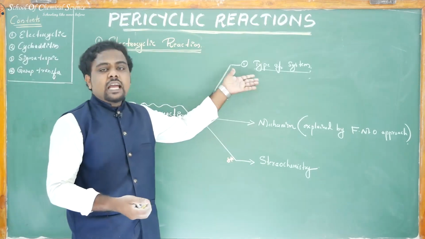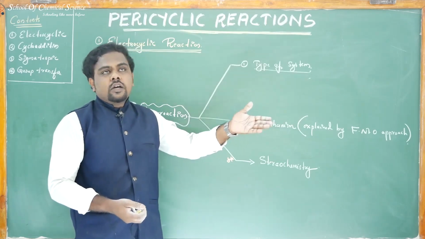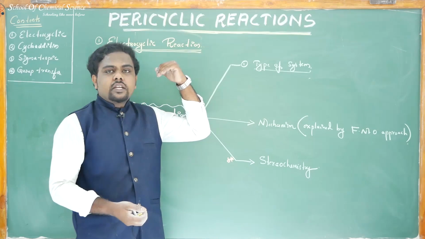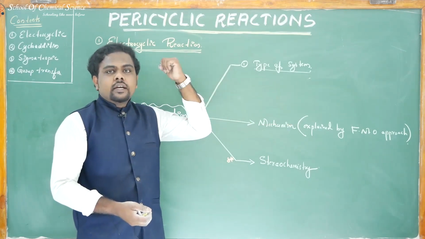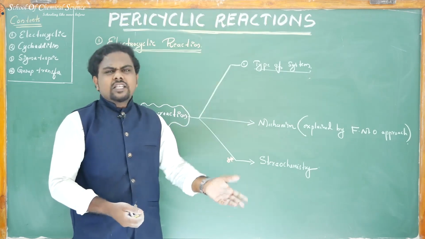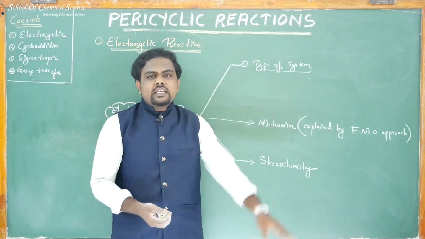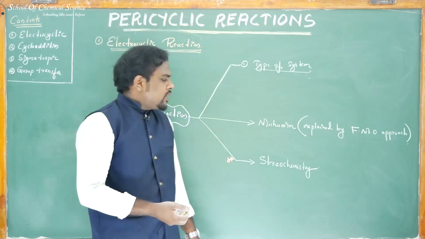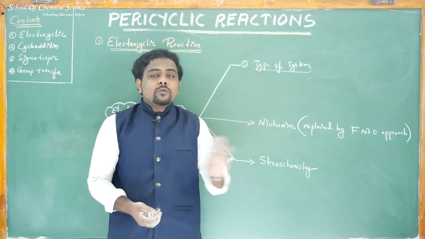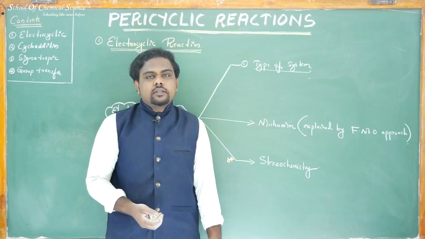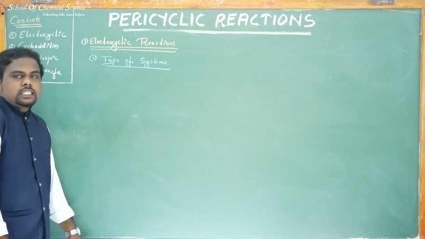First one, what is the type of system? Whether it is a 4n system or 4n plus 2 system, whether it is a conjugated polyene or a conjugated ion or a strained system, like that I will explain. Then the mechanism of electrocyclic reaction is explained by Frontier molecular orbital approach. And the last one, what about the stereochemistry, most important part. So first one, type of systems.